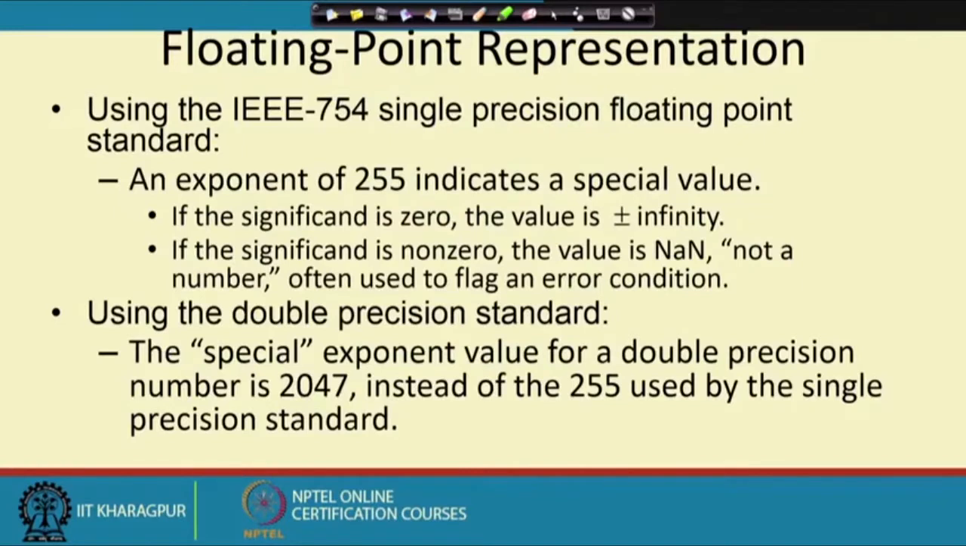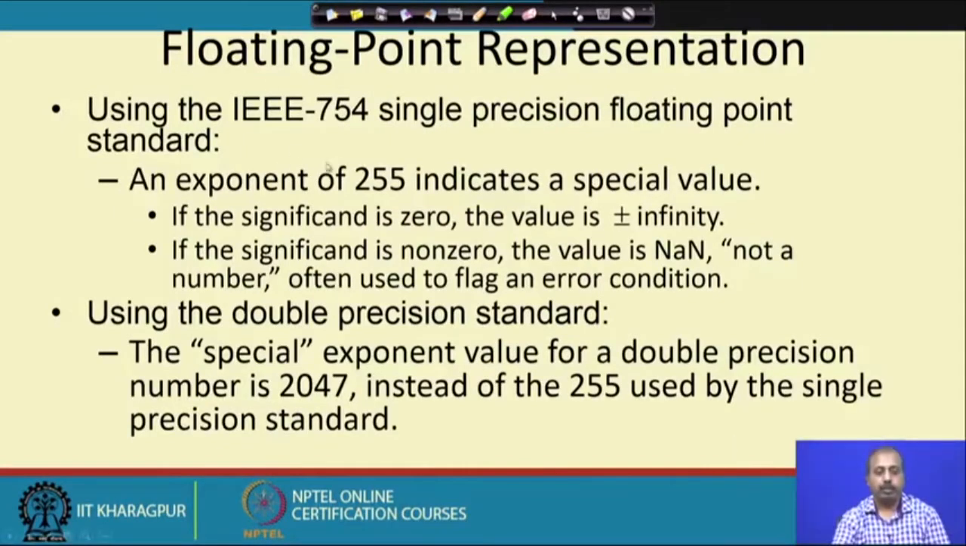So, in the floating point representation there is one more point regarding the numbers that we are going to store, like in the IEEE 754 single precision floating point standard. An exponent of 255 indicates a special value. If the significand part is 0, this represents plus infinity or minus infinity depending upon the sign bit. So, this has got a special representation of infinity. On the other hand, if the significand part is non-zero, then it means it is a not a number.